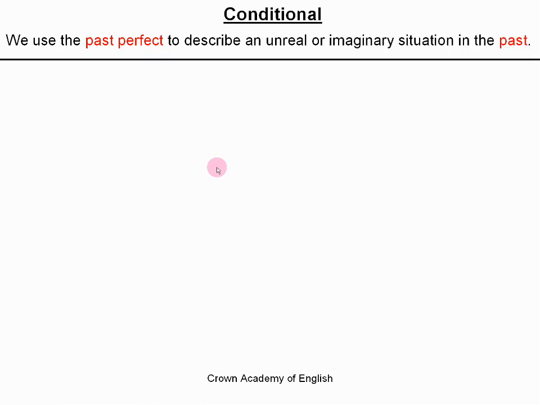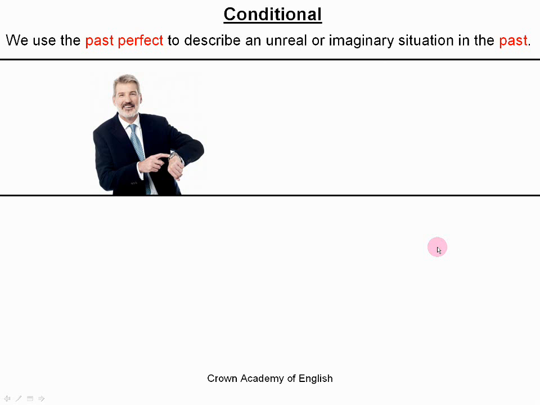Conditional. We use the past perfect to describe an unreal or imaginary situation in the past. Very important. Only in the past. Example: if he had walked to work, he would have been late.